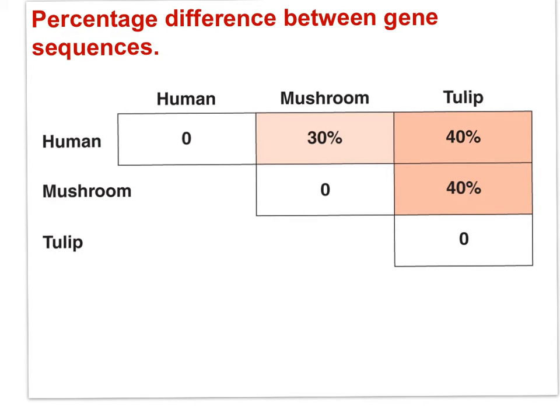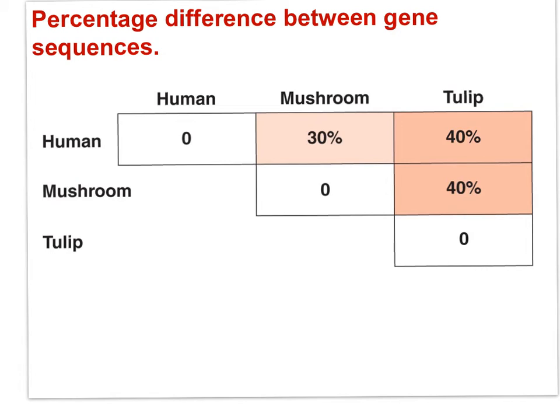Computer analysis indicates that the base differences in a certain gene to be 40% between human and a plant, but only 30% between human and the fungus. The human and the fungus have a more recently lived common ancestor. The fewer number of base differences indicates less time has passed since their common ancestor. Thus, the human and the fungus are more closely related than the human is to the plant.